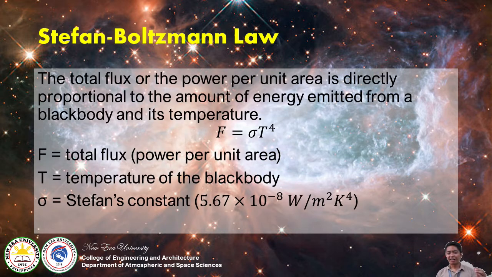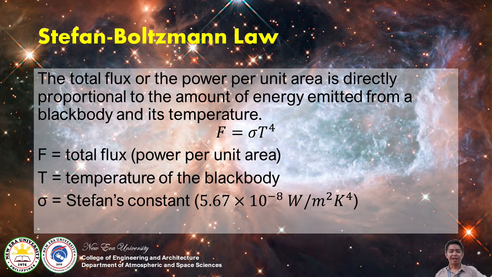Okay? So the Stefan-Boltzmann's law says that the total flux, or the power per unit area, is directly proportional to the amount of energy emitted from a black body and its temperature. Mathematically, the total flux, which we symbolize as F, is equal to lowercase sigma multiplied by the fourth power of the temperature.